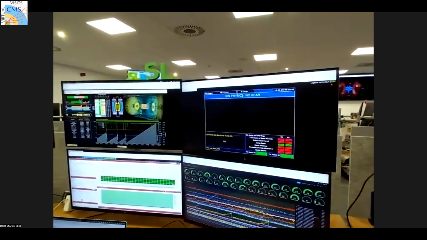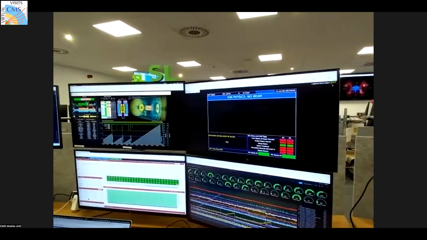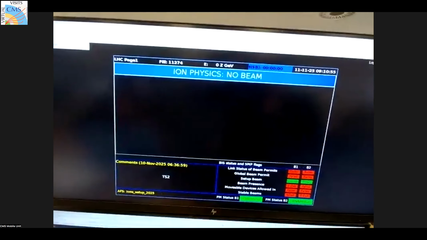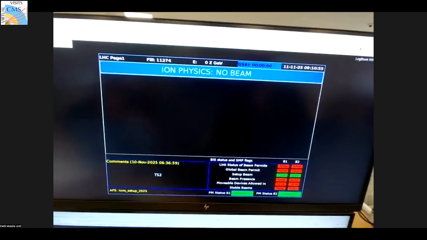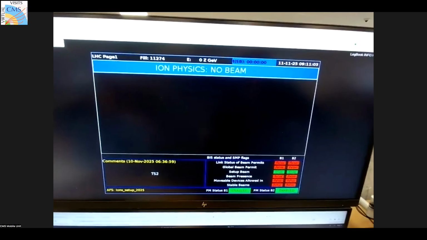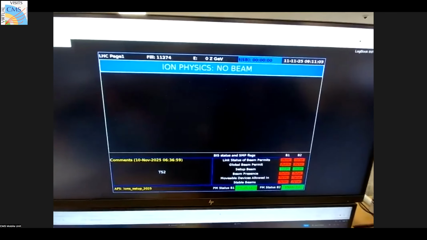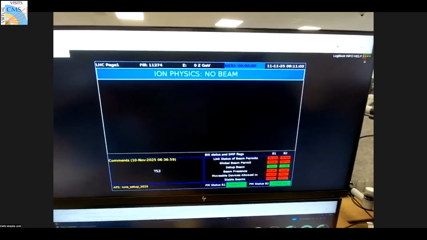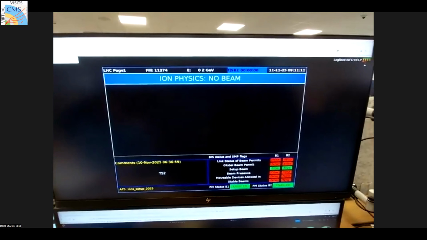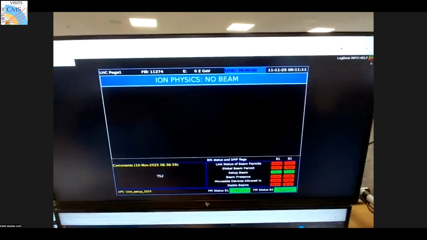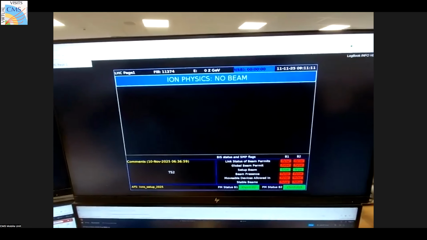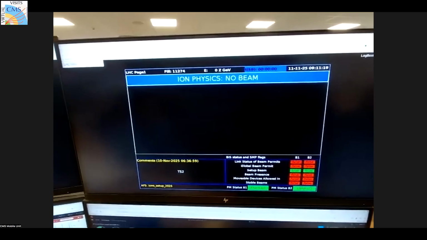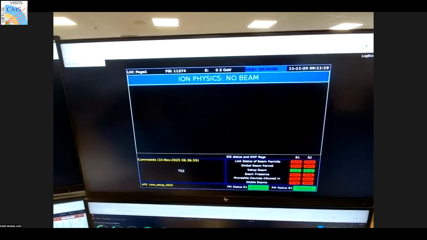And as you can see right now, we are in ion physics. You see the screen on the top right. So right now we're not colliding protons, which is the activity we do mainly. It takes up almost the entire year. Right now we're doing ion physics mainly for ALICE, but we do take data as well. And we have right now no beam. So for the moment, there is no physics ongoing downstairs. It will start again in the afternoon or probably tomorrow.